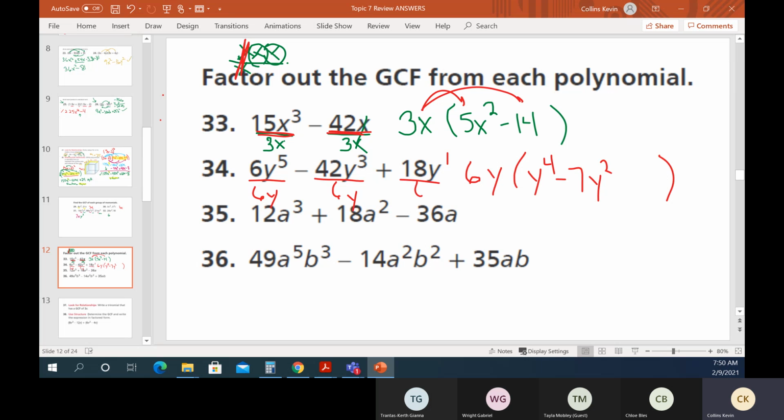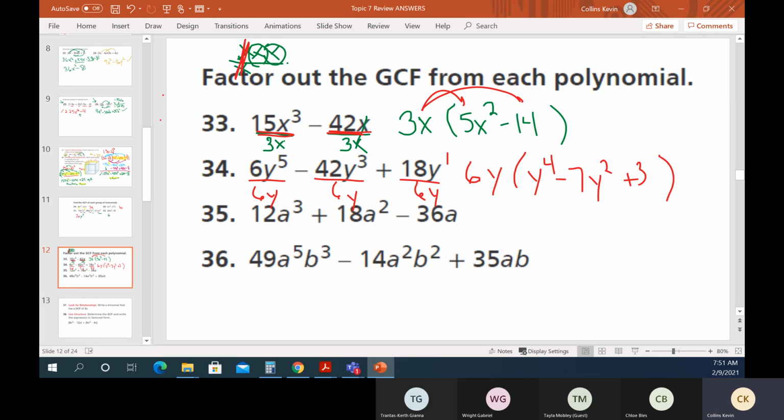Then we do our last guy here. We divide him by 6y. So 18 divided by 6 is just 3. And y divided by y, anything over itself is just 1. So y divided by y is just 1. So that last term is just 3. And that's your guy. Okay. Let's do 35 and we'll call it.